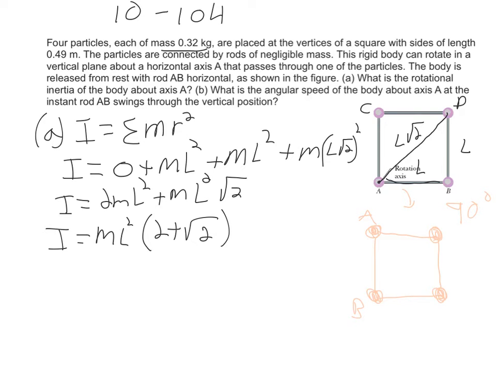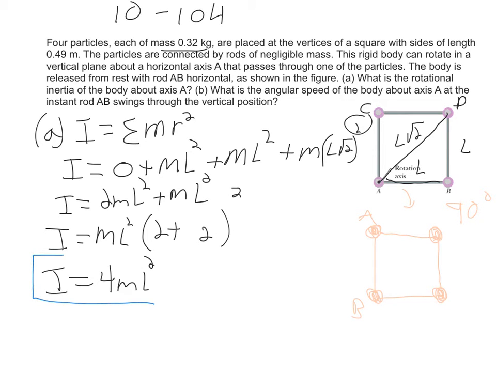Oh, wait, I made a mistake here, didn't I? So in distributing my L squared, this would become 2, right? Because it's the square root of 2 quantities squared, so that becomes 2. So you just end up with 4mL squared. So that's good. We'll box it even though it's not the value yet.